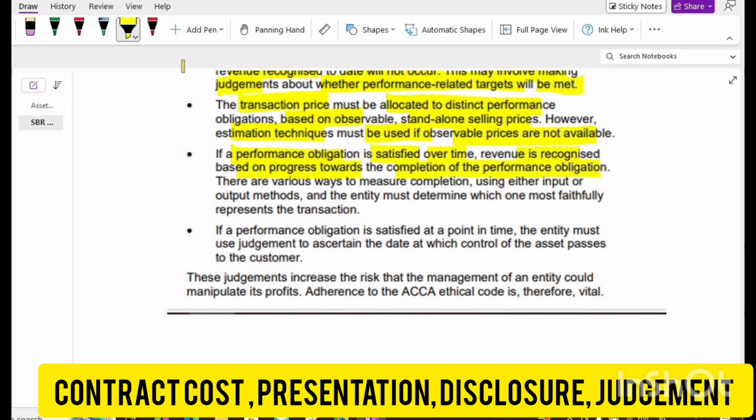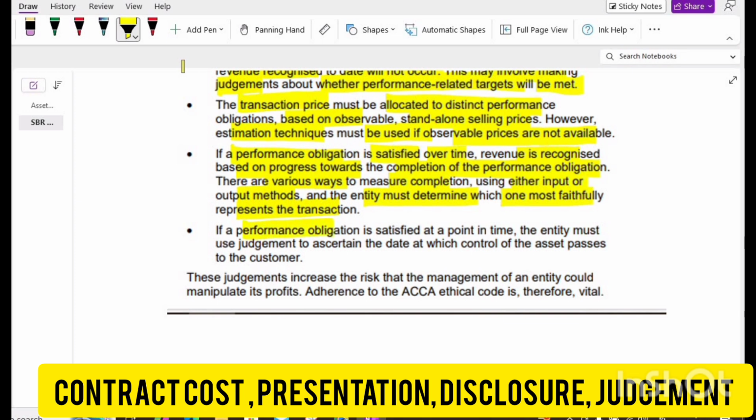Then you have, if a performance obligation is satisfied over time, revenue is recognized based on the progress toward completion of the performance obligation. There are various ways to measure the completion, using either the input method or the output method, and the entity must determine which most faithfully represents the transaction. So this means that when you are talking about revenue recognition over time, if goods or services are delivered over time, then revenue is recognized based on the progress made. Clear? So the judgment here is that management chooses the method to measure progress, input method or output method. That is your judgment, and there you have to be clear.